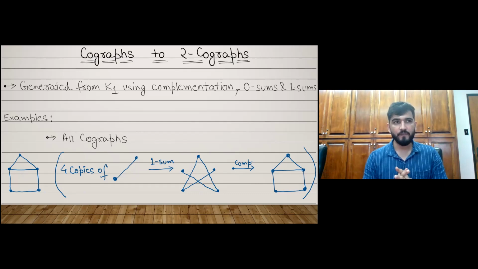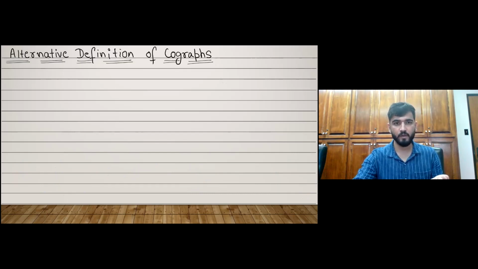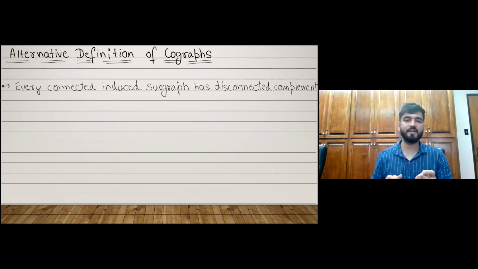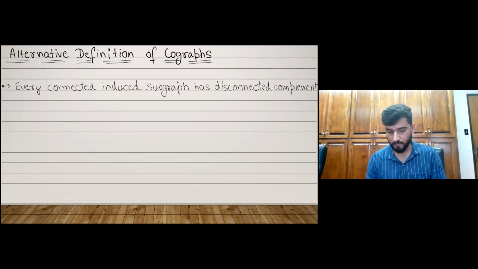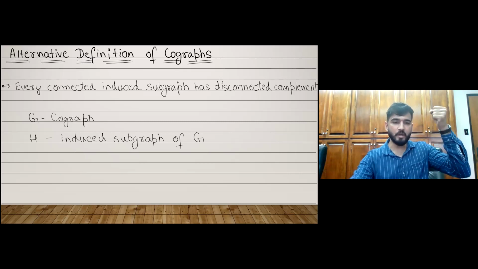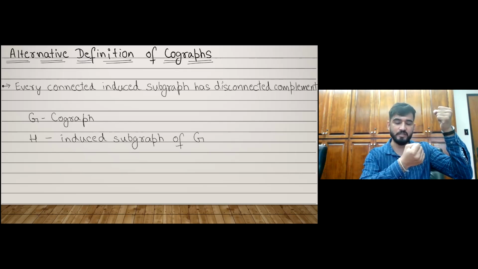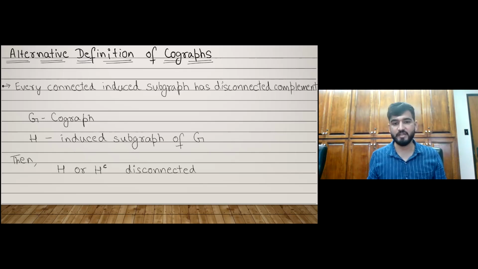Now, as I mentioned before, there are lots and lots of ways of describing cographs. The one we started off with was the recursive definition. And here's an alternative definition in terms of induced subgraphs. We say that a graph is a cograph if every connected induced subgraph you take has a disconnected complement. Or in other words, G is a cograph if you take an induced subgraph H of G, H need not be proper, then H or H complement is disconnected. So that is another way of describing cographs.